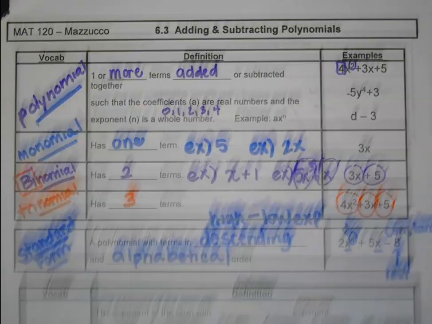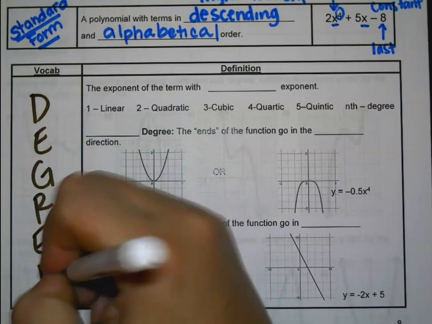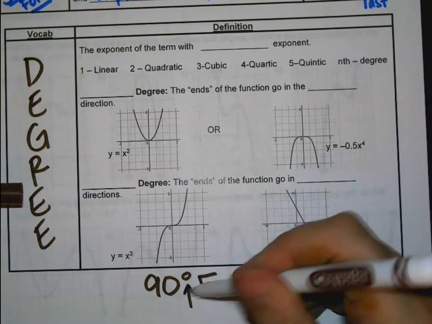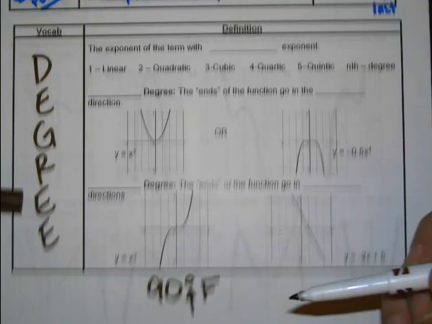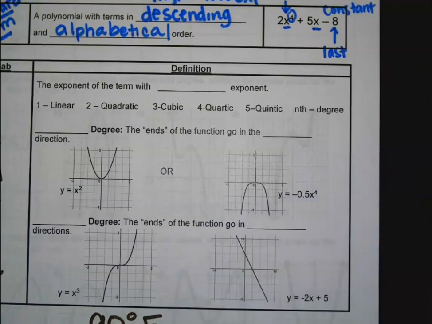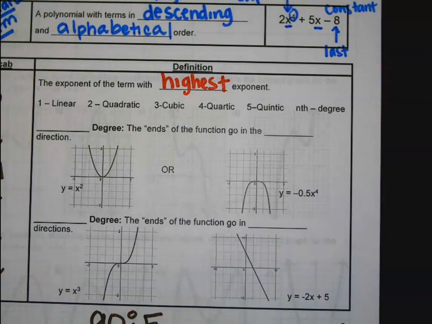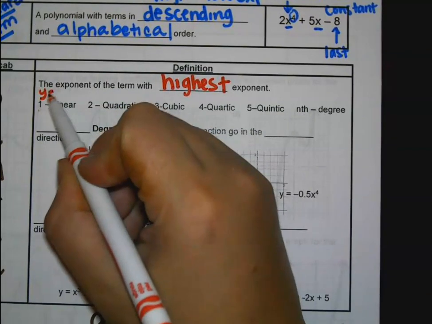Okay, the next word that we need to know is the word degree. I think of it like when I write the temperature outside, it's 90 degrees Fahrenheit, right? This is the degree symbol. Well, in math, the degree symbol looks like an exponent when we write 90 degrees Fahrenheit, the temperature outside. That's how I remember that the degree represents the exponent. It is the highest exponent in the polynomial. So it's the exponent of the term with the highest exponent. Now depending on what the highest exponent is in your polynomial, we have a special name for its graph. So if you, and we graphed this last chapter, y equals mx plus b.